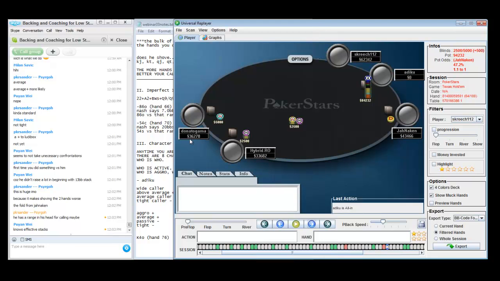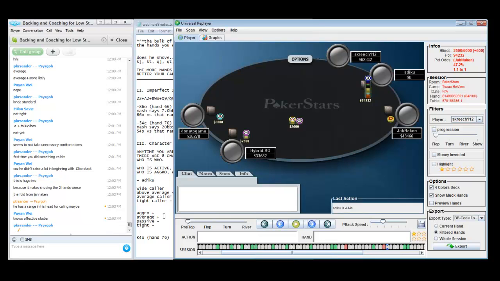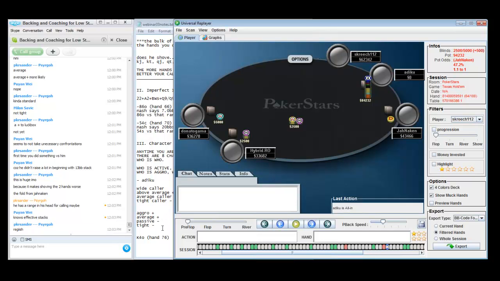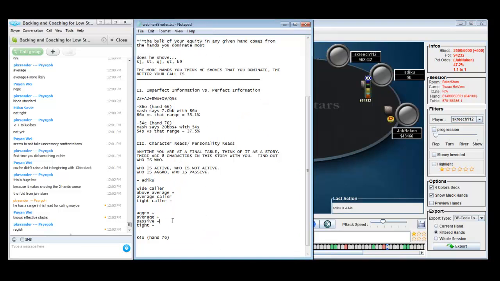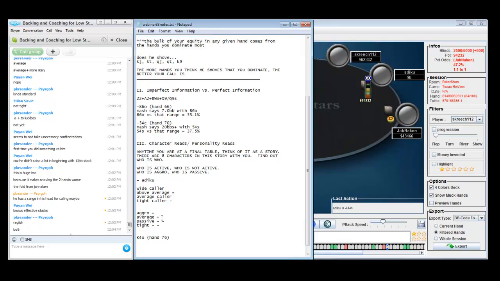Would that be aggro, average, passive, tight? Okay. Well, it's definitely not passive, that's for sure. It's definitely not tight. Average or aggro? Maybe it could be either one. I don't know. Both? You could put a plus for both. Okay.